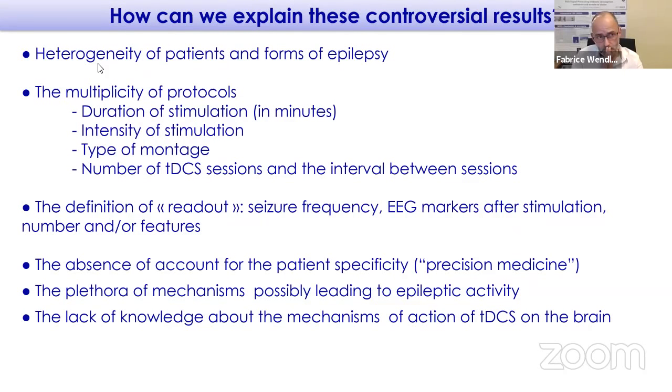When we look at the literature, there is a heterogeneity of patients and of forms of epilepsy. We know that epilepsy is not a single disease, it's a syndrome, and it's a syndrome that may take different forms with different etiologies. Also, the protocols are not homogeneous. There is a multiplicity of protocols. The duration is important, the intensity of stimulation, the montage that is used for stimulating the brain, and also, in the case where sessions are repeated in time, the number of sessions might be an important factor, also explaining the difference between studies.